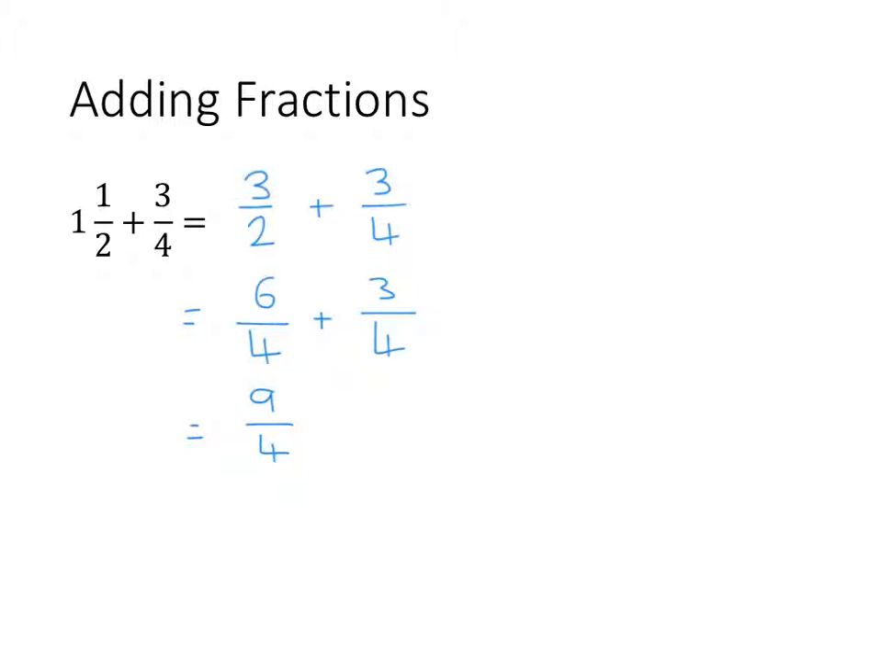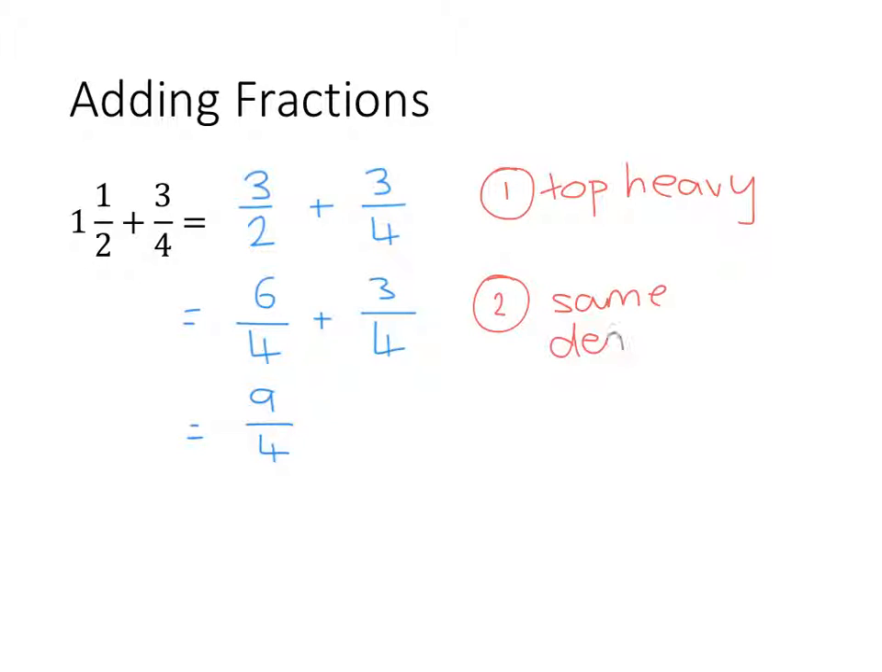Okay, so the first thing I did in my working is I converted my mixed numbers into top-heavy fractions or impropers. That's the first thing you'll always need to do. Then we need to get our denominators the same. Okay, I've chosen 4 as my denominator. You might possibly have chosen 8.